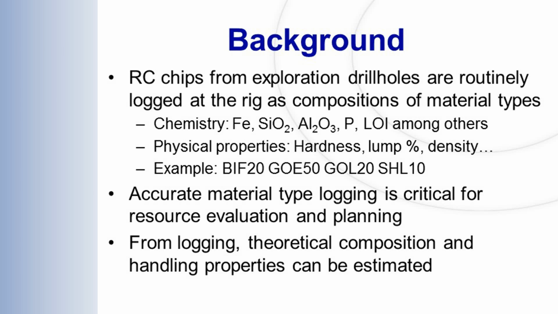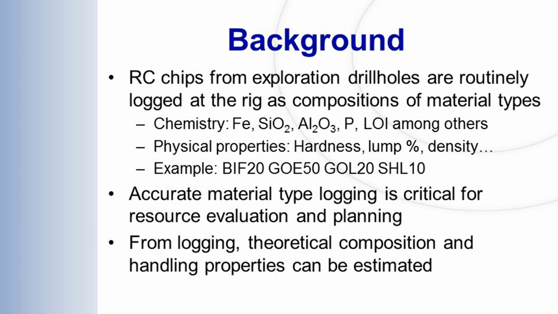So we might have, say, the interval might have been 20% BIF, which is an unenriched BIF, 50% GOE, so each material type is a 3-letter code. So GOE is a moderate hardness goethite. GOL, so it might be 20% in this case, is a different type of goethite, so it's a bit more friable, and 10% shale.